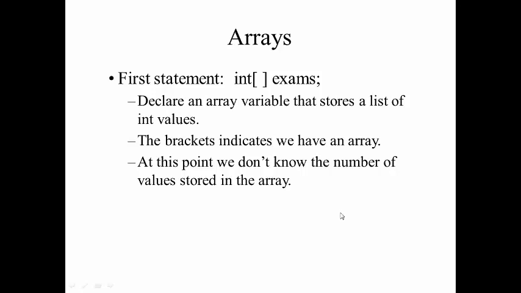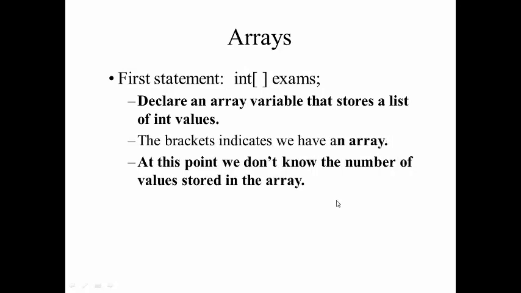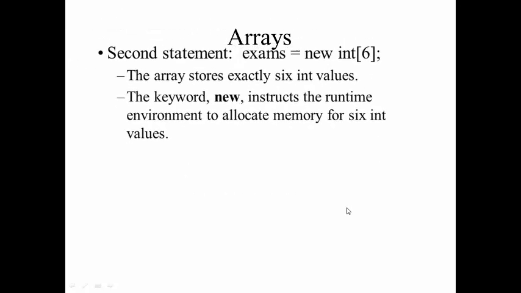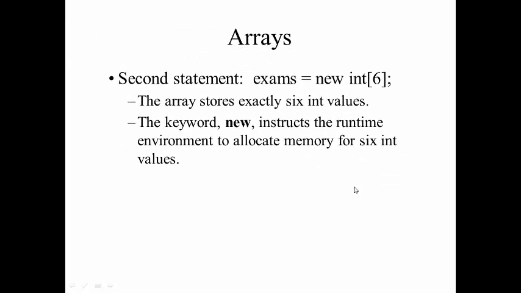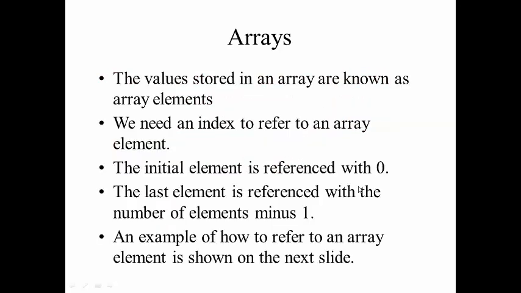The first statement, int[] exams, is declaring an array variable that stores a list of int values. And the brackets tell Java that we're having an array. At this point, we don't know the number of values stored in the array. The second statement, exams = new int[6]. The array is storing exactly 6 int values, and the keyword new instructs the runtime environment to allocate memory for 6 int values. The values stored in an array are known as array elements.